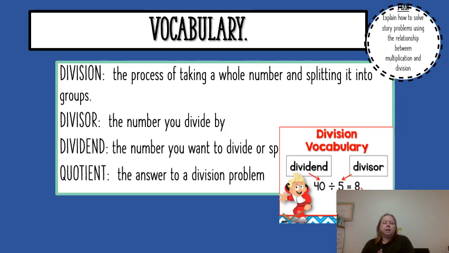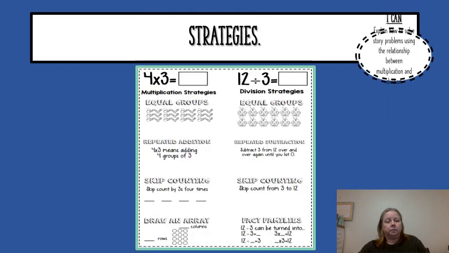All right, next, division vocabulary. You probably already have these 2. So division is the process of taking a whole number and splitting it into groups. The divisor is the number you divide by. The dividend is the number you want to divide, or the largest number. And the quotient is the answer to the division problem. All right, if you need to copy, pause the video to finish copying before you move on.